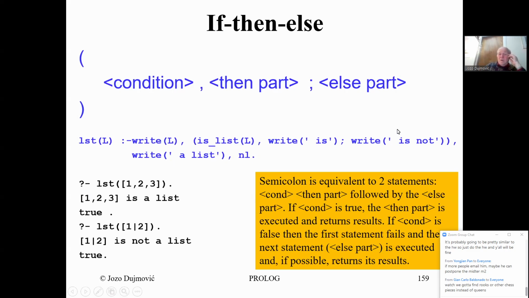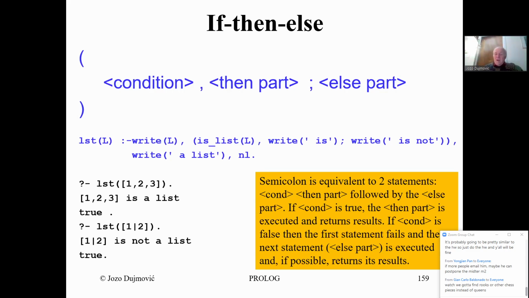So this little program is telling me whether something is a list or not. So I say, tell me whether 1, 2, 3 is a list. And then this program replies, 1, 2, 3 is a list. And if you ask whether 1, 2 is a list, this is not a list. This is a pair of two elements. So a binary tree that has here 1 and has here 2.